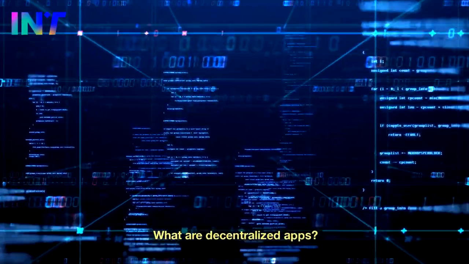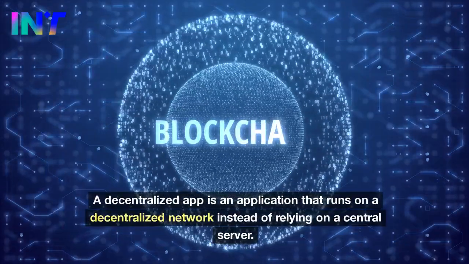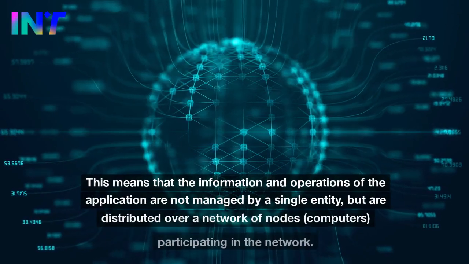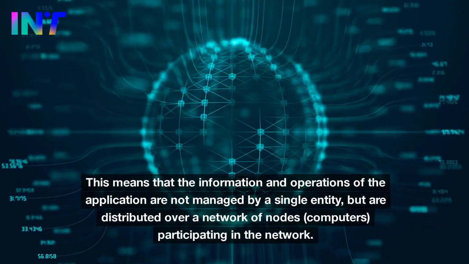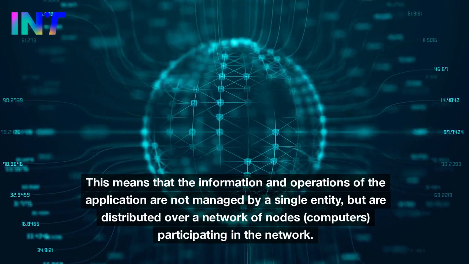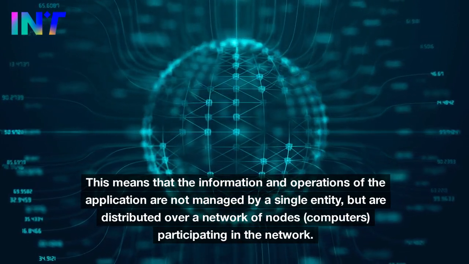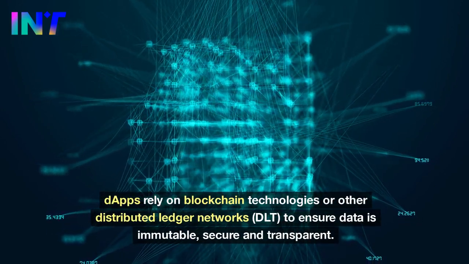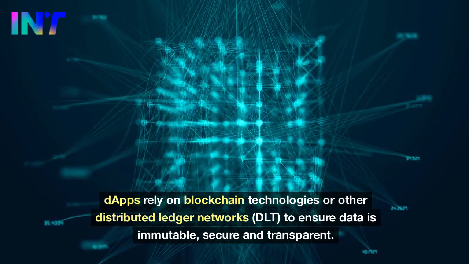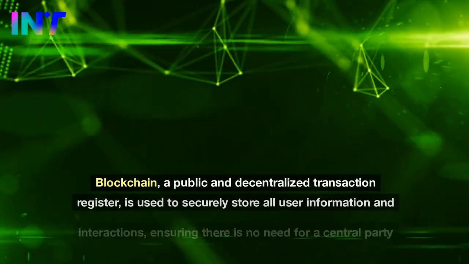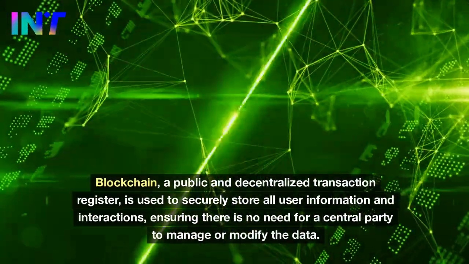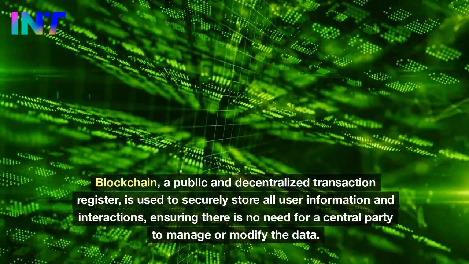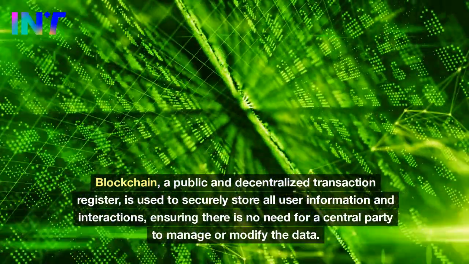What are decentralized apps? A decentralized app is an application that runs on a decentralized network instead of relying on a central server. This means that the information and operations of the application are not managed by a single entity, but are distributed over a network of nodes, computers, participating in the network. dApps rely on blockchain technologies or other distributed ledger networks, DLT, to ensure data is immutable, secure, and transparent. Blockchain, a public and decentralized transaction register, is used to securely store all user information and interactions, ensuring there is no need for a central party to manage or modify the data.